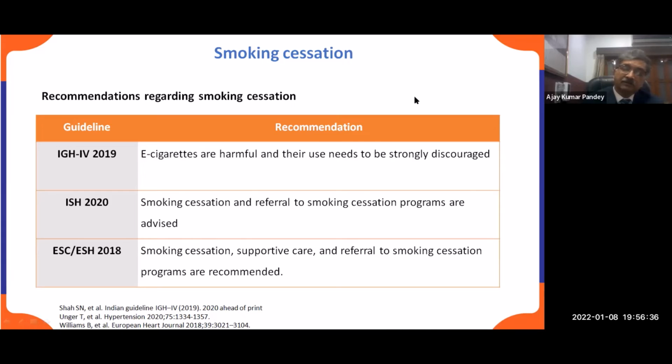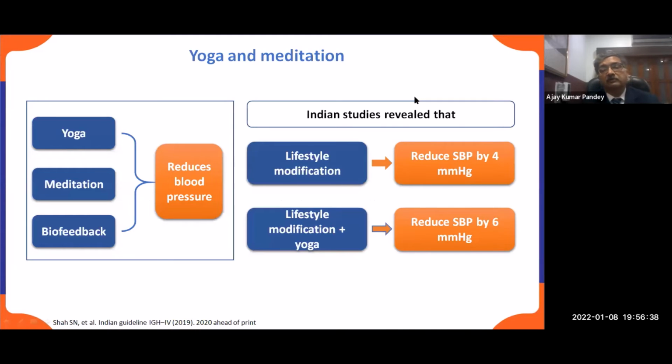And I request all of you, those who are on tobacco intake or tobacco smoking intake, they have to stop it by now. Yoga and meditation, they pay a lot of efforts. And how do they help? I have gone into a few of the studies and seen that basically yoga, meditation, and biofeedback phenomena help by altering our sympathetic and parasympathetic balances.